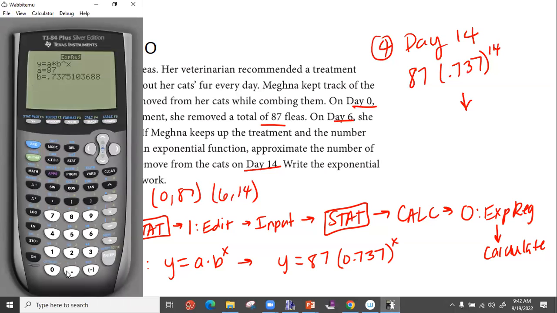So we have 87 times 0.737 to the, and look, now I got a little one too, 14. And we get, so we're going to put approximately, how many fleas will they have?